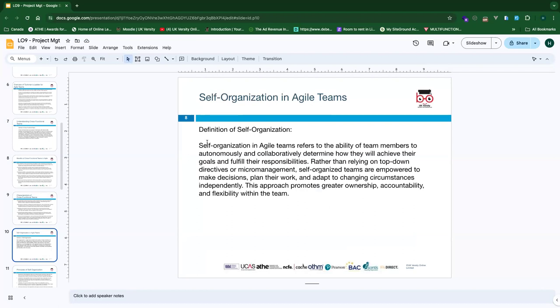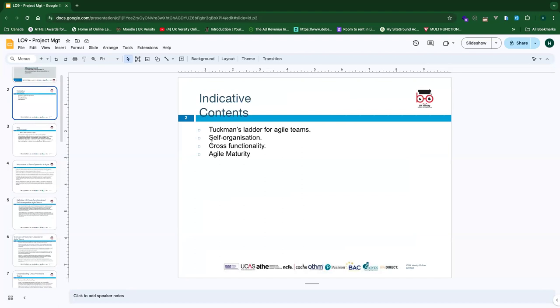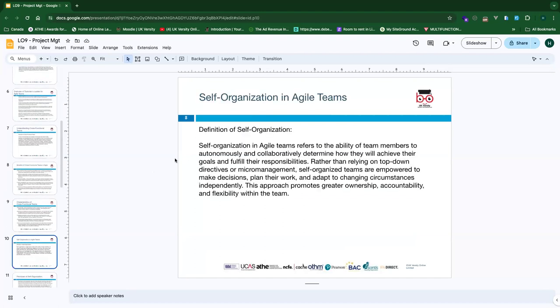Self-organization in agile teams. That's another indicative content. Yeah. So, definition of self-organization.